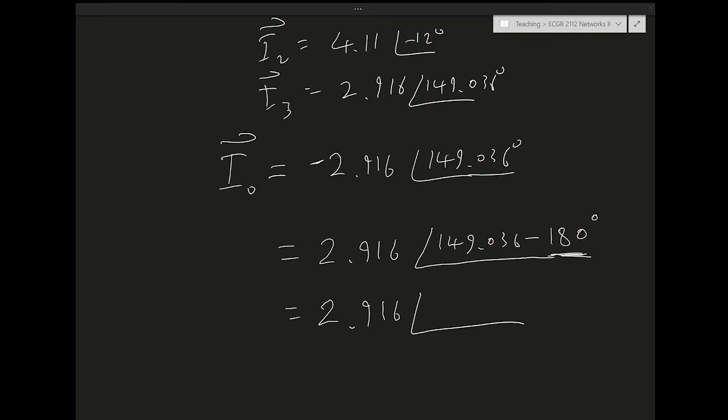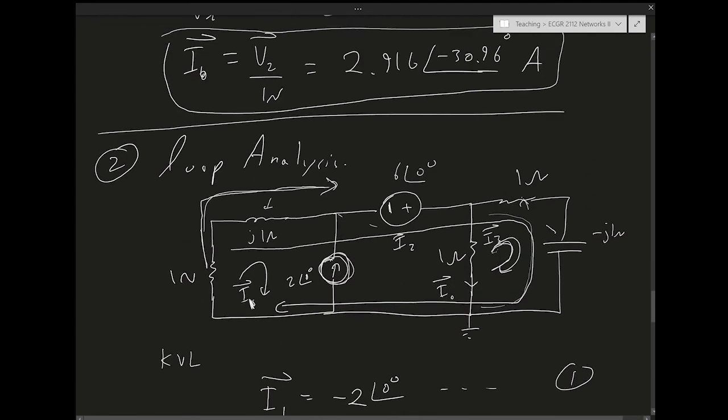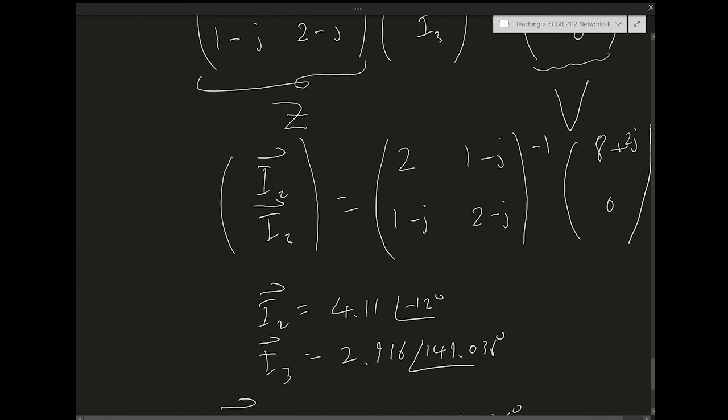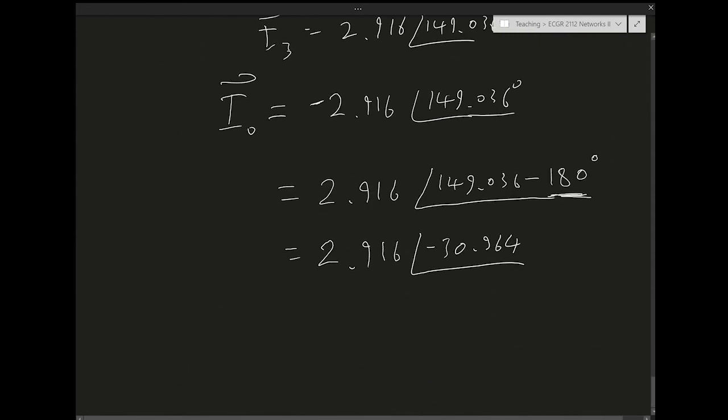So 149.036 minus 180. Let me go back to MATLAB. 149.036 minus 180 gives me minus 30.964. So that gives me minus 30.964. Equivalent, we got a result that is equal, within rounding errors, to what we got from applying nodal analysis. All right, so that's the loop analysis technique.